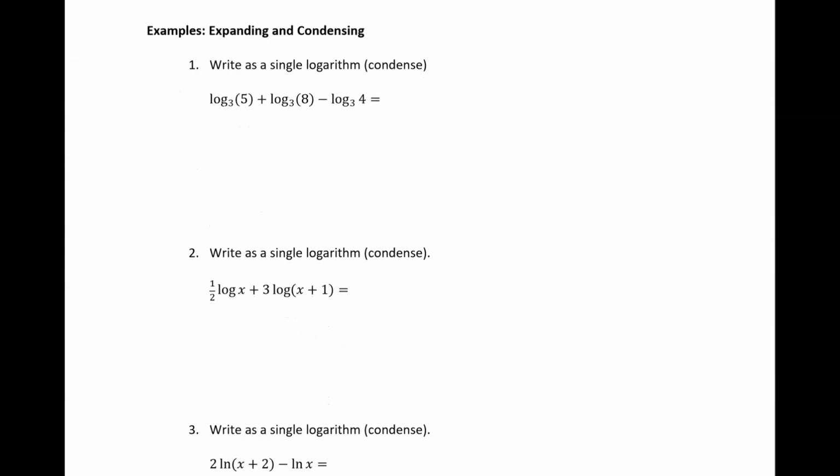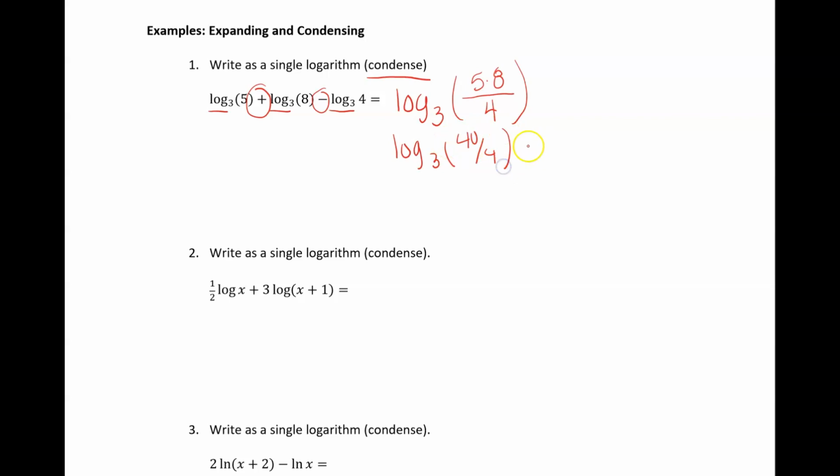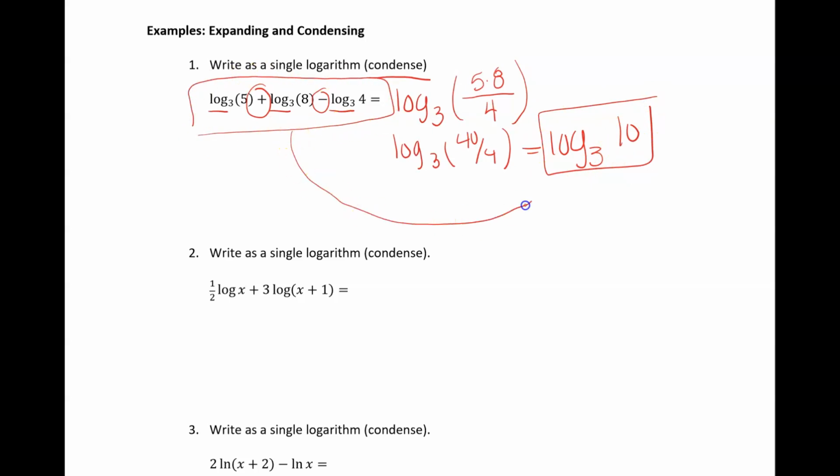Write as a single logarithm or condense. So you'll notice they're all log base 3. And so I'm going to condense this down together. So this would be log base 3. Addition becomes multiplication, so it would be 5 times 8. Subtraction becomes division, divided by 4. So that would give me log base 3 of 40 over 4, which is equal to log base 3 of 10. And so I was able to take all these logs being added and subtracted, condense it down, and get a singular log of log base 3 of 10.